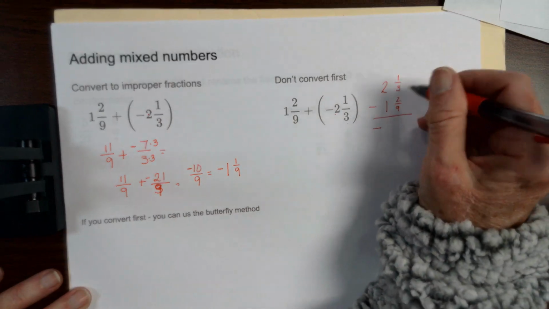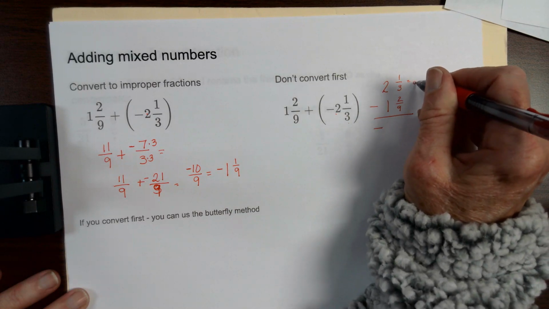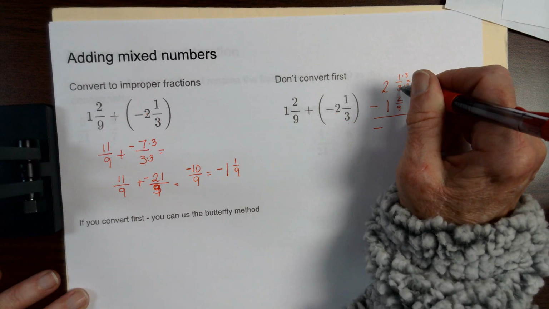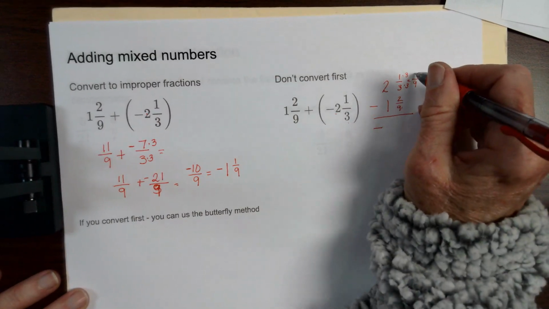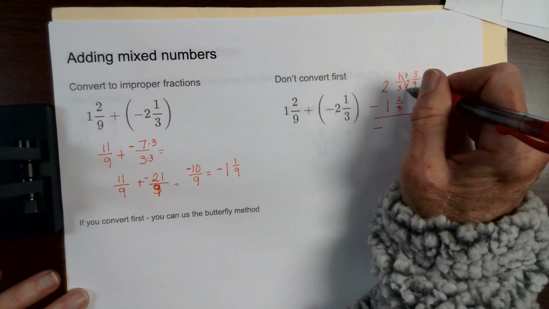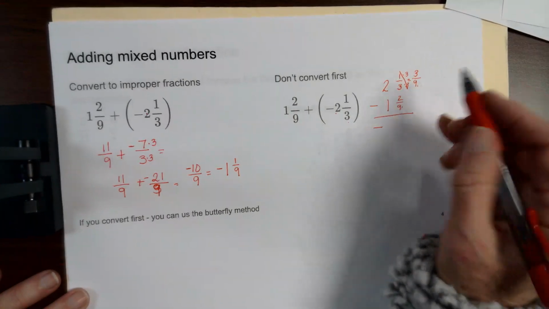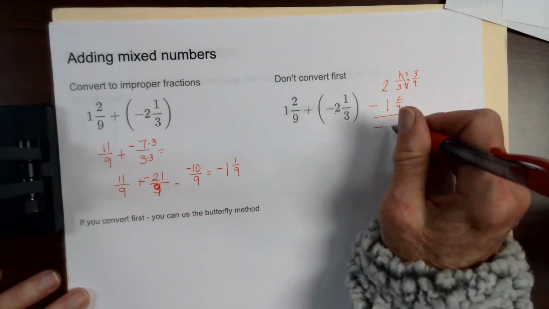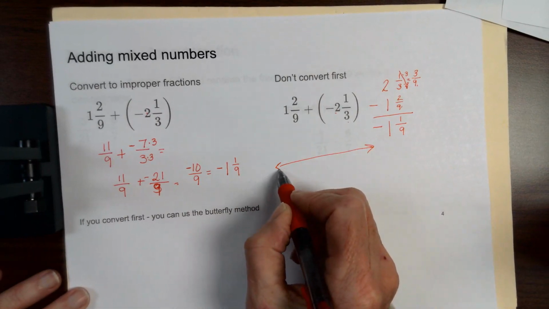So I look at the fractions. This is going to have to be renamed to something over 9. So I multiply 3 times 3 because the least common denominator here is going to be 9. So that's going to become 3 over 9. So I rename 1/3 as 3/9. 3 minus 2 is 1. And I subtract and I get a 1. Notice it's the same answer.